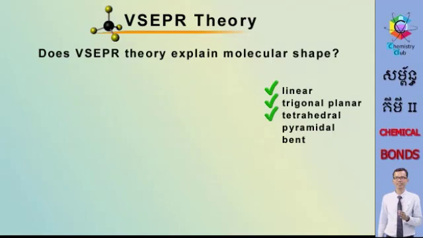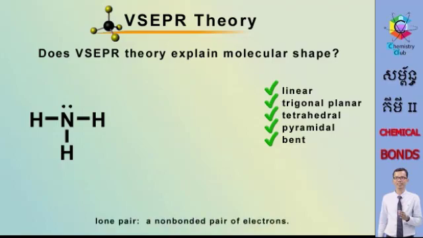It can also explain the pyramidal shape of ammonia and the bent shape of water. An examination of the Lewis structure of ammonia shows that not all of the electron pairs are involved in bonding. A pair of electrons in the valence shell of the central atom that is not involved in any of the bonds is referred to as a lone pair.